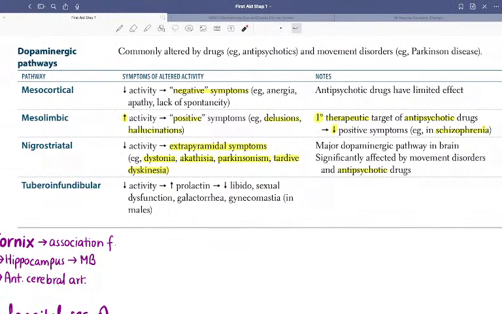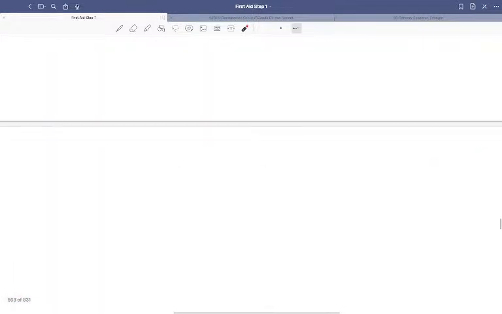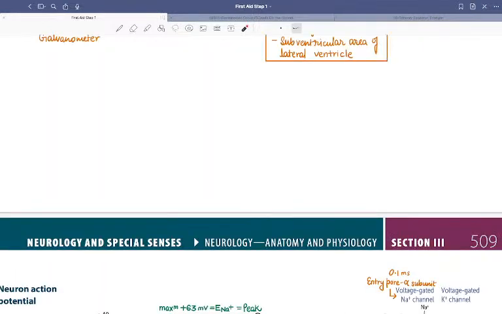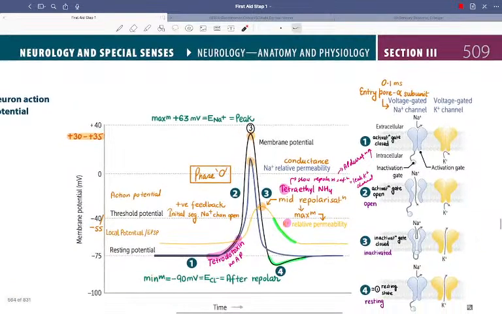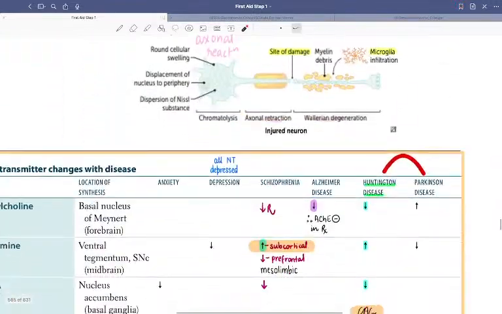Okay, so just a second. Okay, so let's see, what was there.